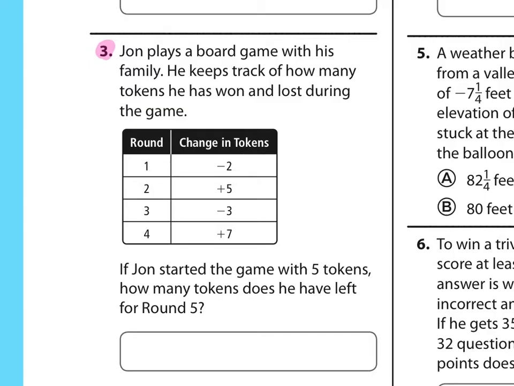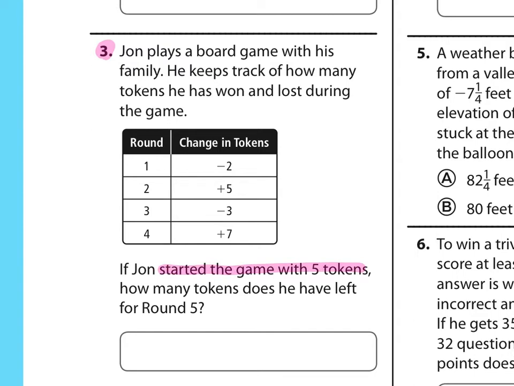Number 3, John plays a board game with his family. He keeps track of how many tokens he has won and lost during the game, and we can see that in the table. If John started the game with 5 tokens, how many tokens does he have left for round 5? So he starts with 5 tokens.